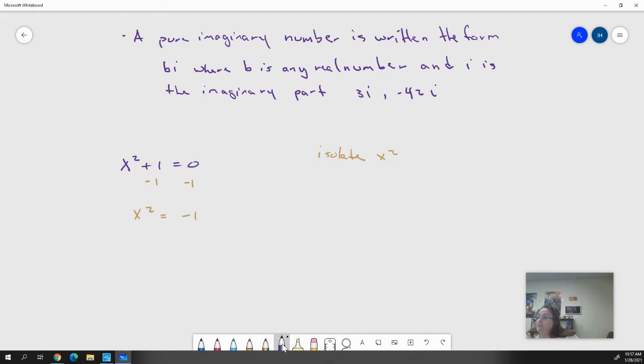And when we went to take the square root of each of these sides, we would have no real number solution. We would get our x equals here, but no number times itself actually equals -1, right? We can go, well, 1 times 1, that's still 1. And we can go -1 times -1, but that's still a positive 1. So what we did is we came up with what we call the imaginary number system.